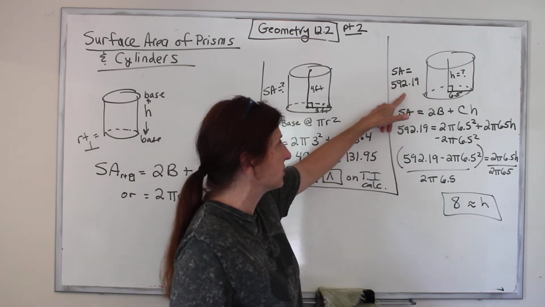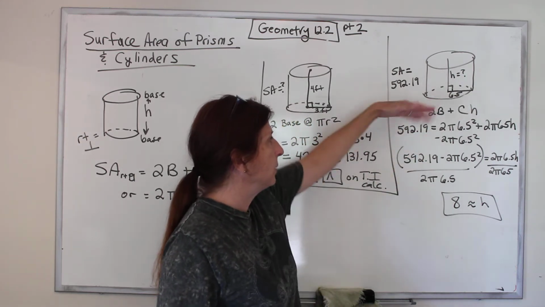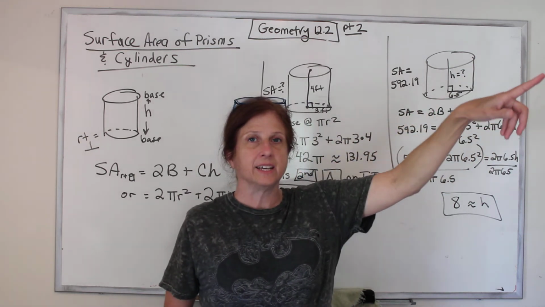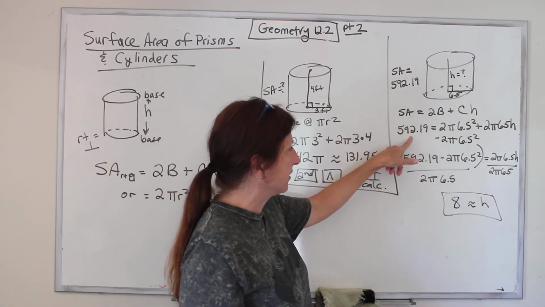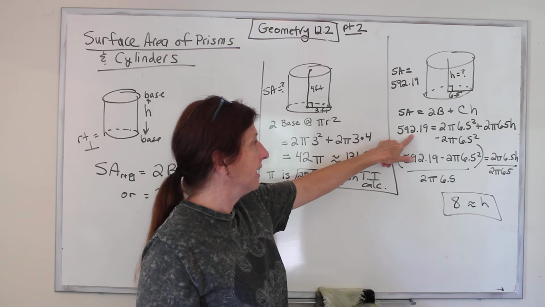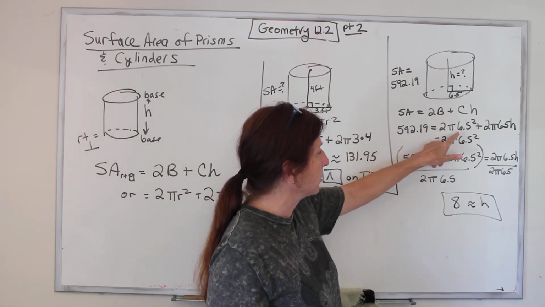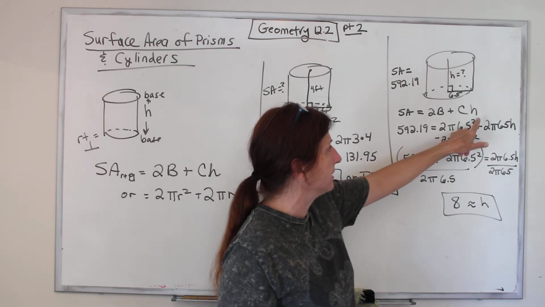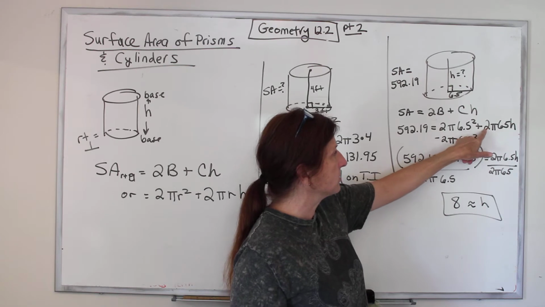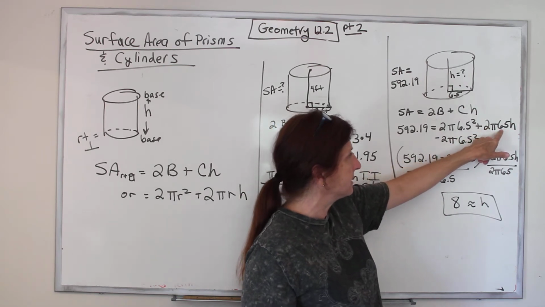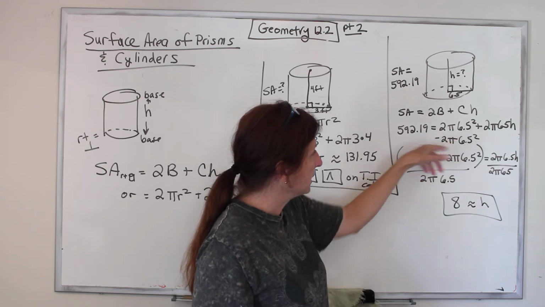Alright, here's another one. This one they tell us the surface area. They tell us the radius and we're supposed to find height. So we write down our formula, then we substitute. So for surface area, we substitute in that. 2 is 2. For the base, we're going to do pi r squared, pi radius squared, plus the circumference, and the circumference is 2 pi times the radius, and then the height. And then we're going to solve for height.